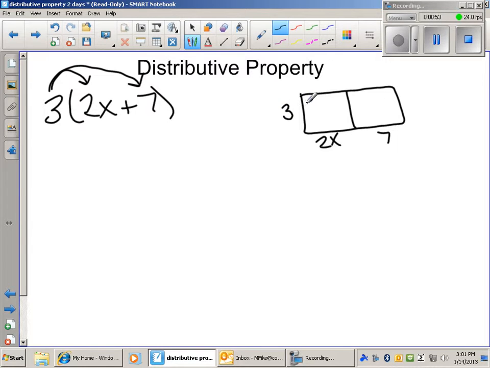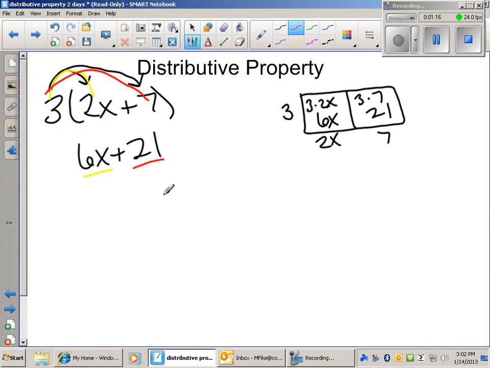So 3 times 2x is 6x. And 3 times 7 is 21. So your answer would be 6x + 21, which should make sense because 3 times 2 gives you that 6x, and the 3 times 7 gives you the 21.